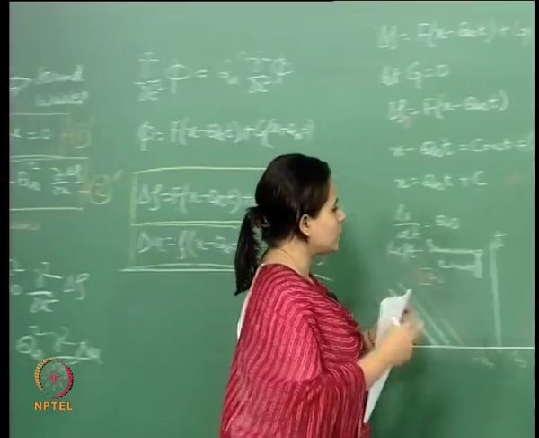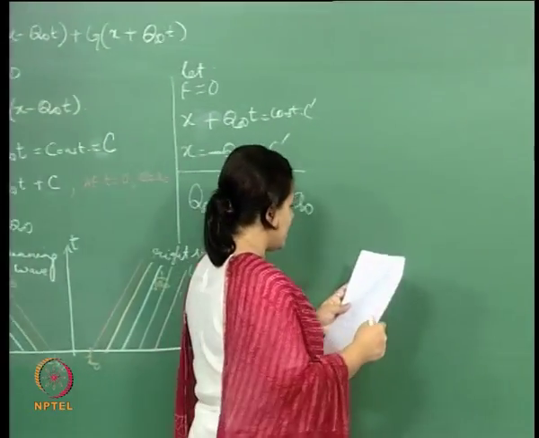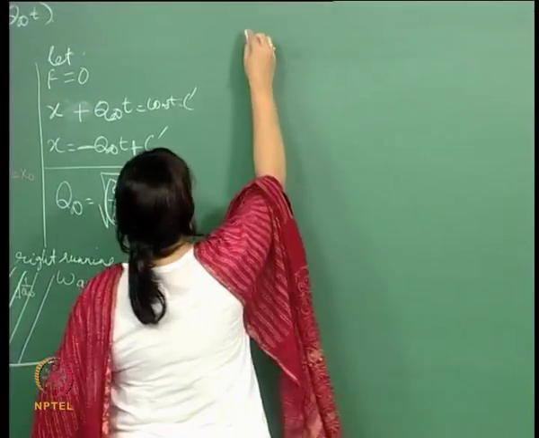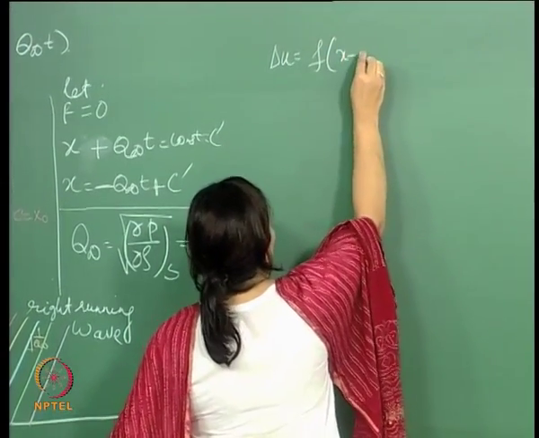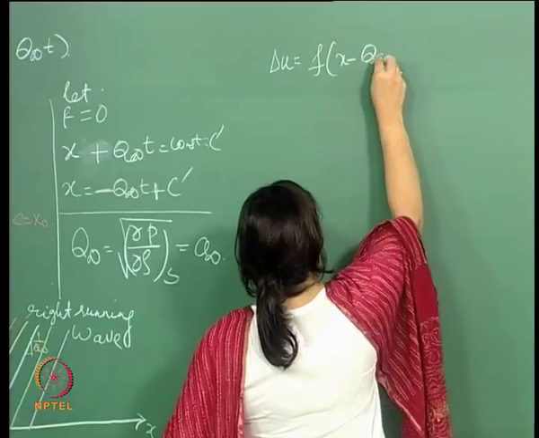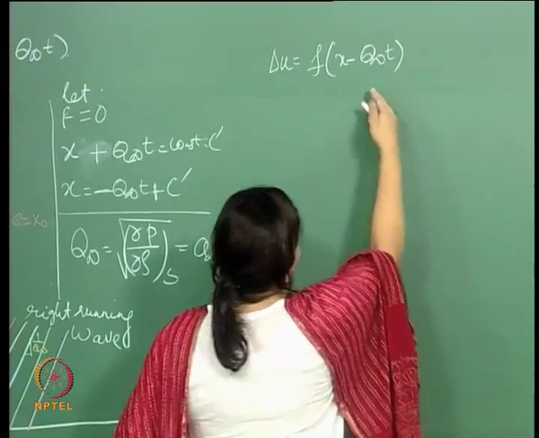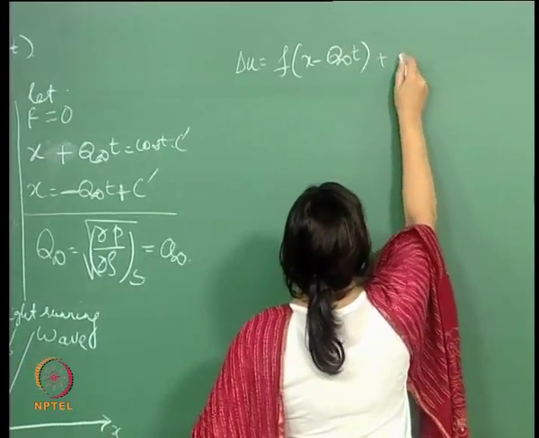So, we will do a little more math here. We basically said that delta u is f. Anyway, I am going to write q infinity, but this is actually the speed of sound.